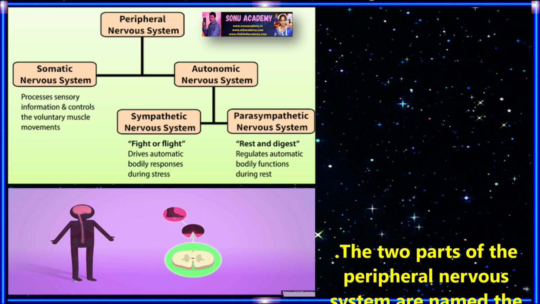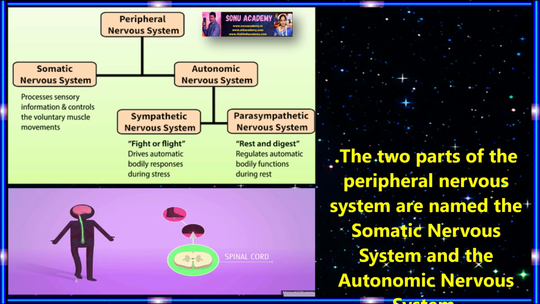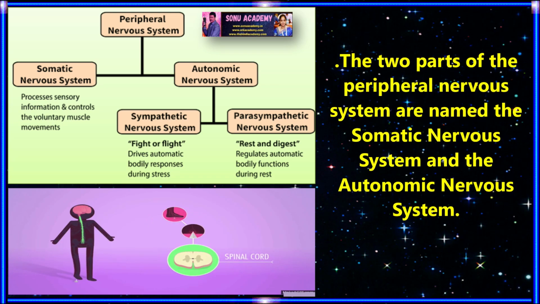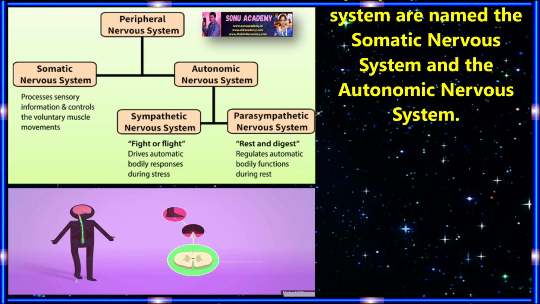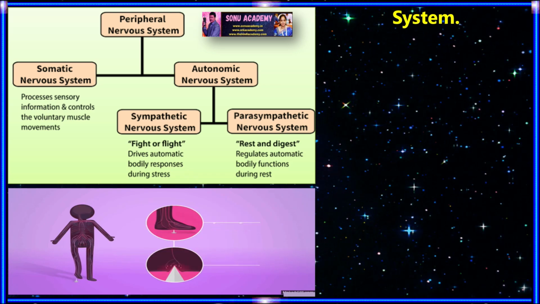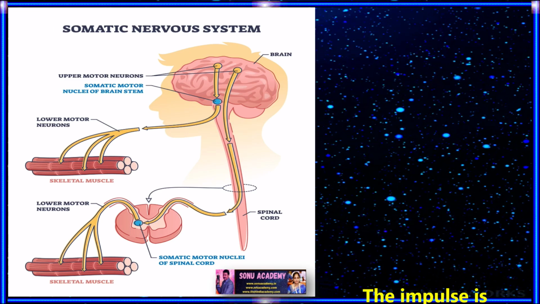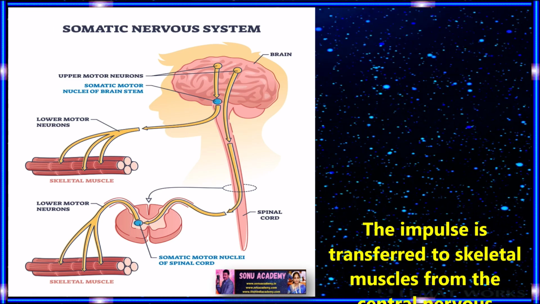Children, now let us see the classification of the peripheral nerve system. The two parts of the peripheral nerve system are named the somatic nerve system and the autonomic nerve system. Let us discuss the somatic nerve system.